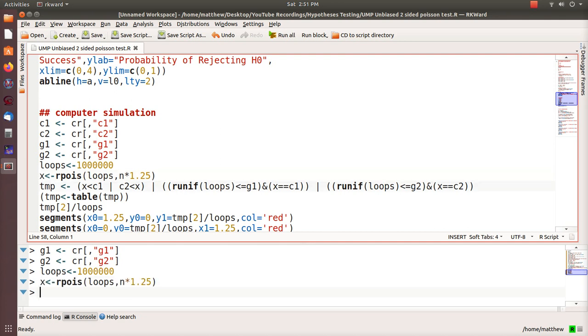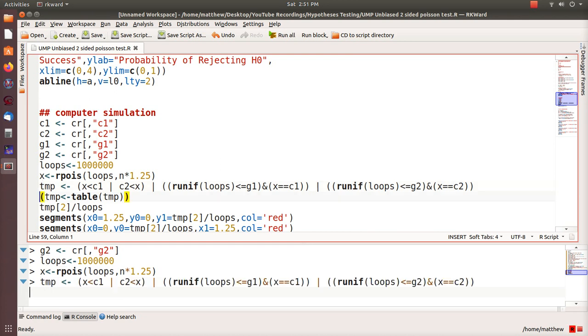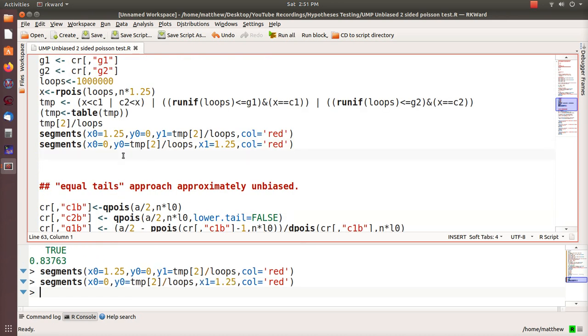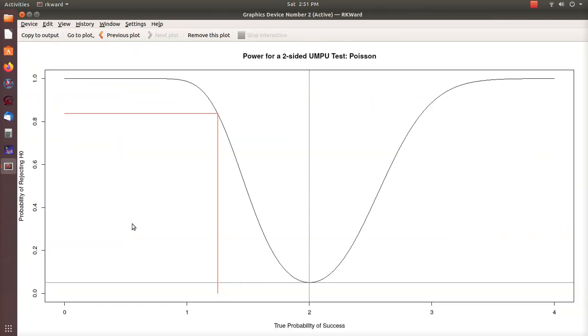So we create those, and now this temp counts how many times we would have rejected or not for each of those 1 million replications. We table it, and we might as well divide that second one by the number of loops, which then gives us the simulated power. Let's go ahead and plot that in our power curve and look at it.